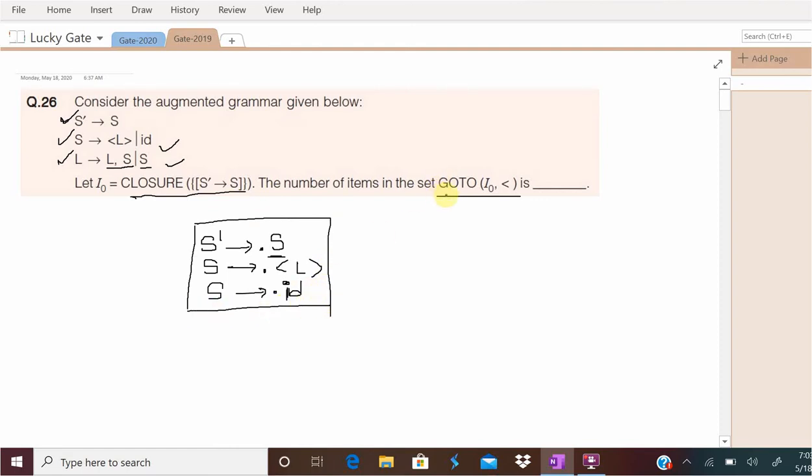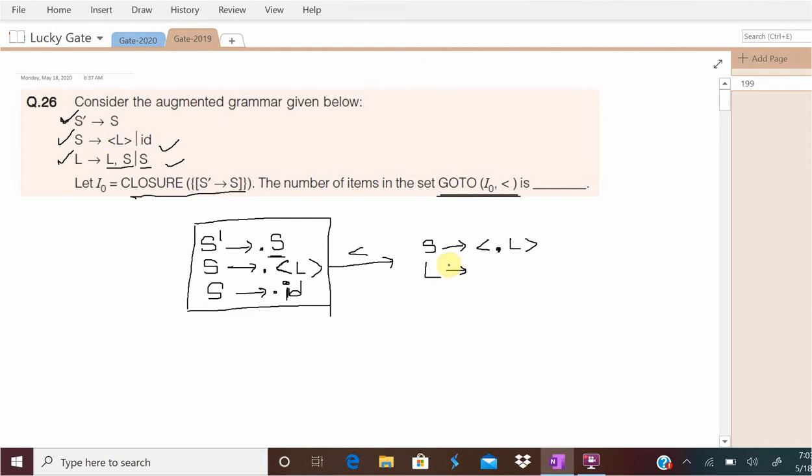Now the question is goto of I0 comma '('. Now this is the '(' symbol, means if the dot moves one position to the right on '(', we need to find the set of items in its closure. If the dot moves one position to the right, it becomes S → (.L). Now dot before non-terminal L indicates that next we are going to derive some input using L, so it requires adding L productions in the same set.